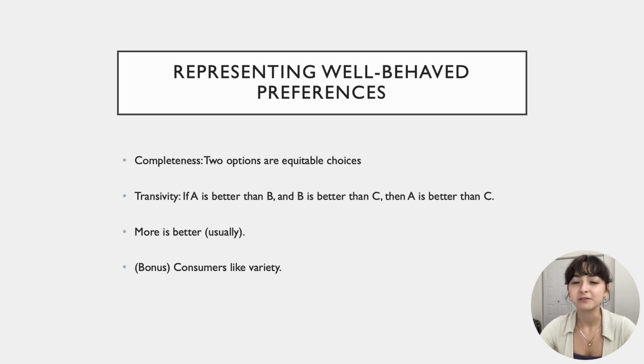Transitivity refers to the logic that their desirability remains consistent with their ranking. So for example, if red cars are preferred to black cars and black cars are preferred to blue cars, then it should follow that red cars are also preferred to blue cars. And of course, we also make the assumption that consumers will always prefer more of a good rather than less.